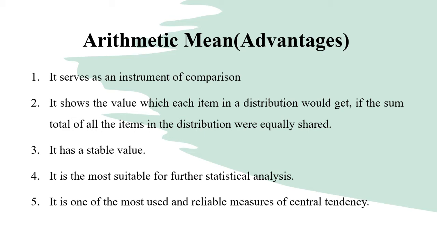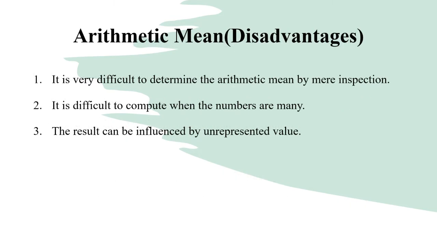Number 5 advantage is that it is one of the most commonly used and reliable measures of central tendency. The disadvantages of the arithmetic mean is that it is very difficult to determine by mere inspection. So by merely looking at it, you cannot easily determine the arithmetic mean, especially when the numbers are many. It is difficult to compute when the numbers are many.